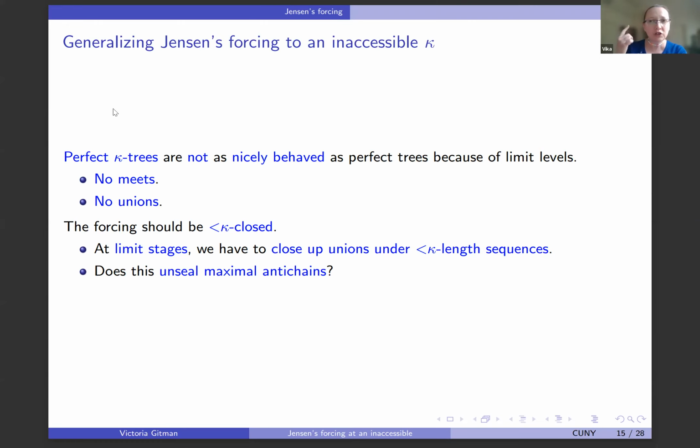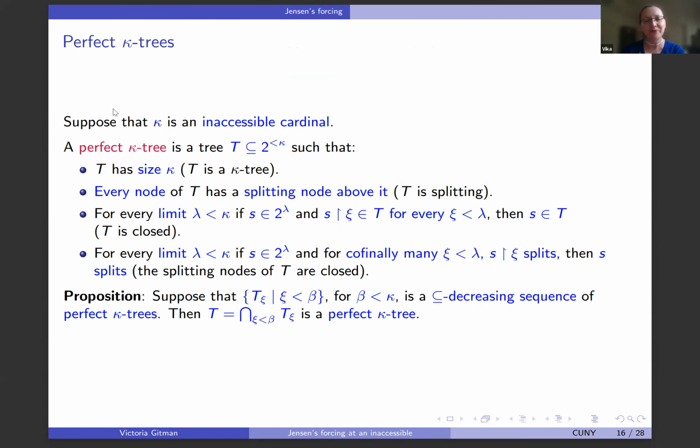So if you do this additional closing up, the question was, will this unseal maximal anti-chains? And it somehow miraculously turned out that you don't. And this was Psi's brilliant insight. I at that point thought that the whole thing would not work. I'm not an optimist.